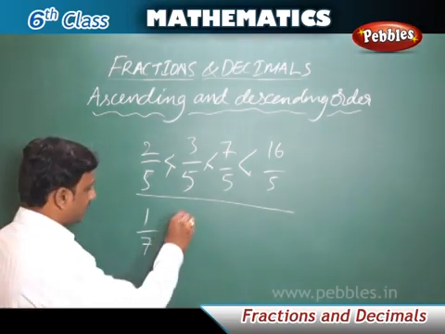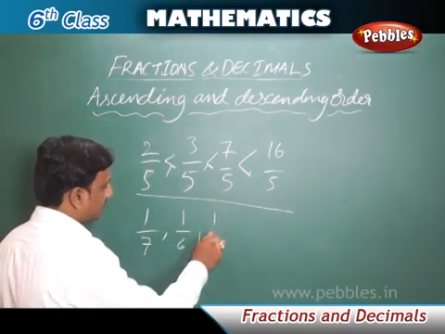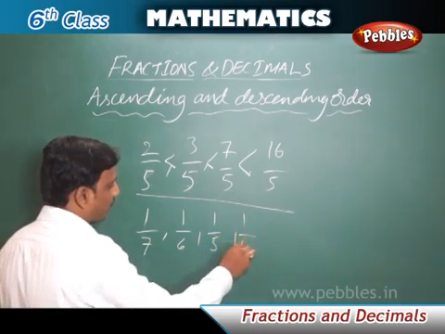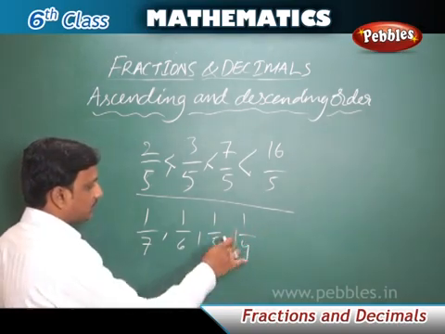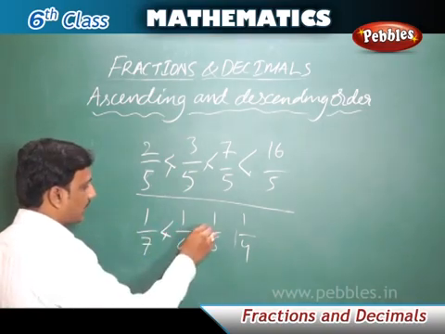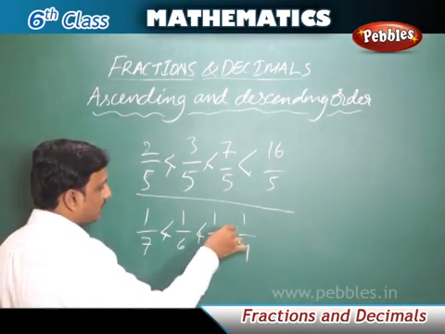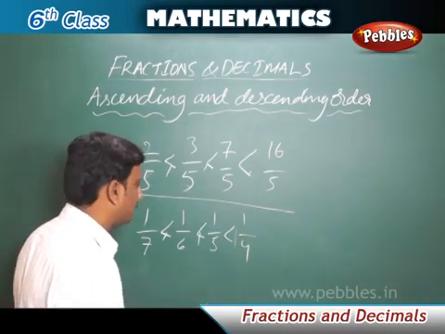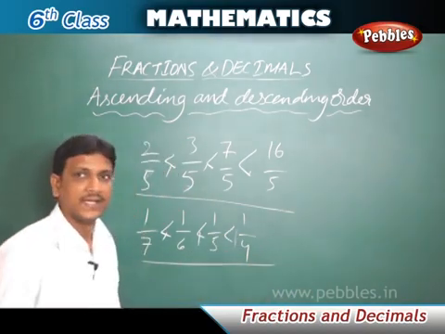In the same way, 1/7, 1/6, 1/5, 1/4. These are also in ascending order. 1/7 is less than 1/6, 1/6 is less than 1/5, and 1/5 is less than 1/4. So these are also in ascending order.